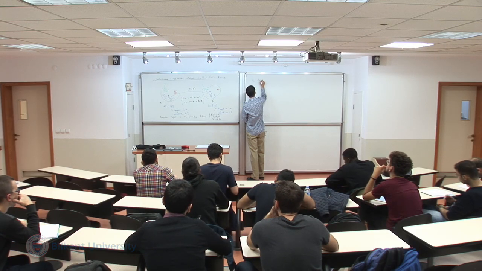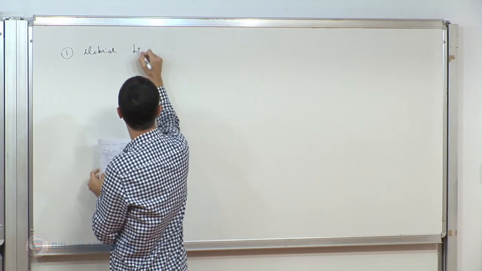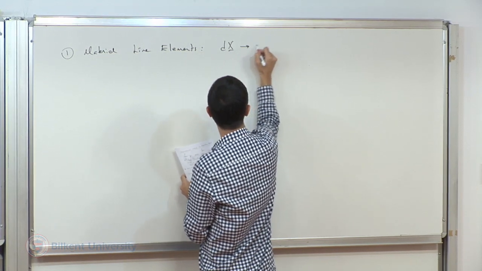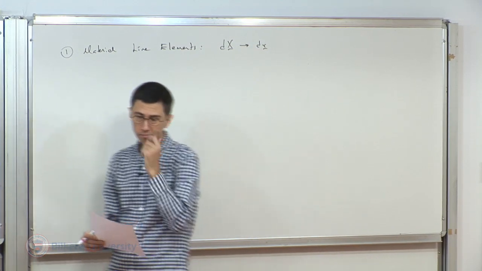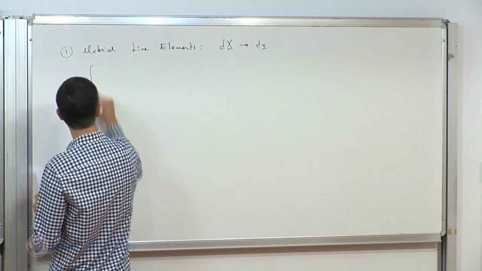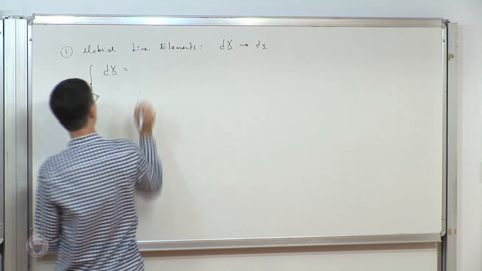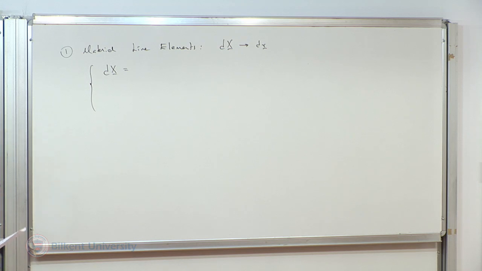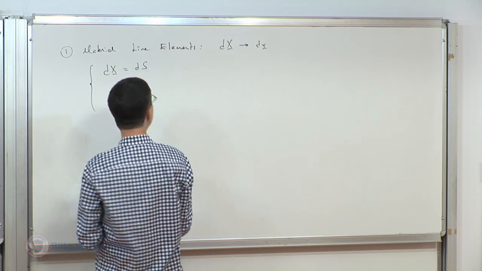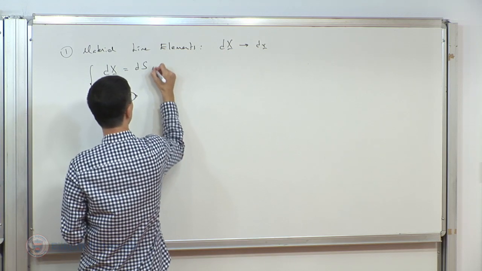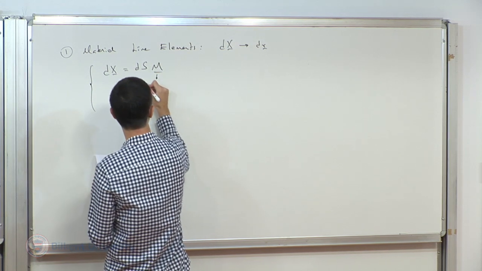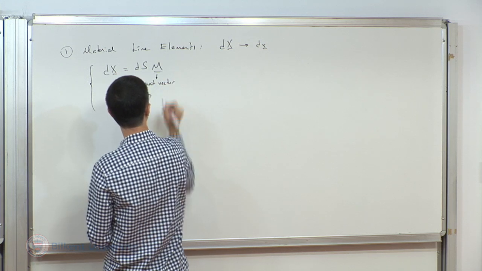Okay, so the material line elements. We are interested in finding out the relation between d capital X and d small x. And it's actually quite elegant and simple once you think about the motion function. So the infinitesimal line element on the reference configuration is just any vector. So it has a magnitude, and I already told you that the magnitude is d capital S, and therefore there remains the direction, and I will call it capital M. So capital M is just a unit vector in the direction of d capital X.